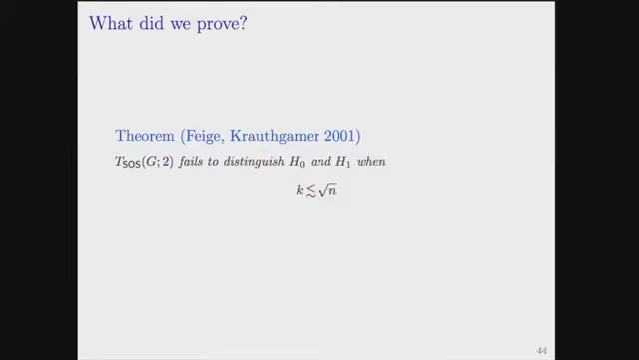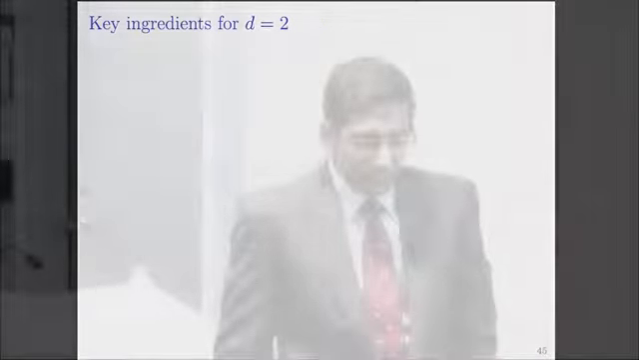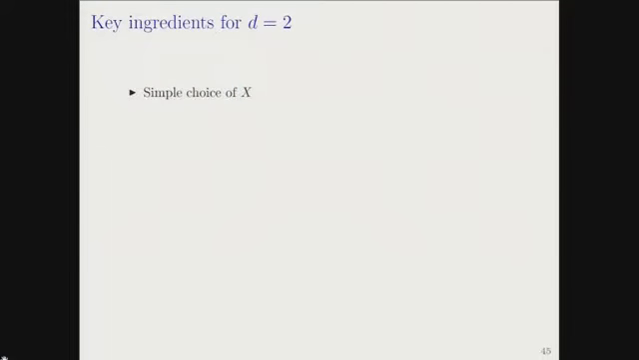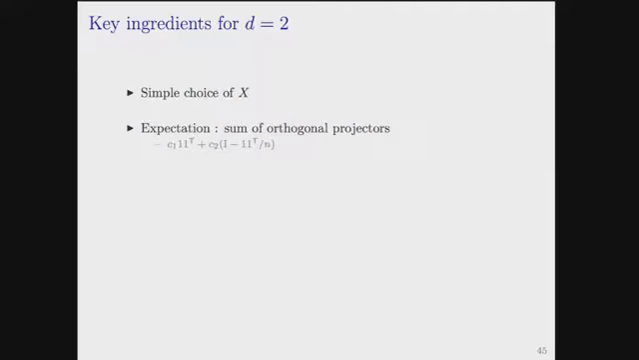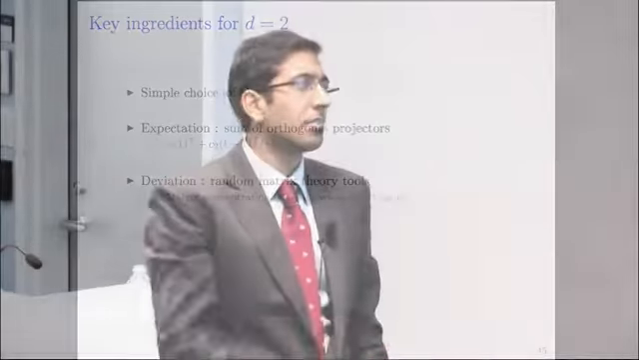Before going to d equals 4, I think we would like to go over the key ingredients for d equals 2. Firstly, we had a very simple choice for x. Then we analyzed its expectation. There was some sum of orthogonal projectors, something along 1, 1 transpose, something orthogonal, etc. And then for the deviation, we could use standard results that were already known. You can use the matrix concentration results. You can use the moment method that goes back to Wigner. You can use epsilon net arguments, which were, I think, first used by Friedman, Kahn, and Szemerédi for random graphs. You can use all of these things.